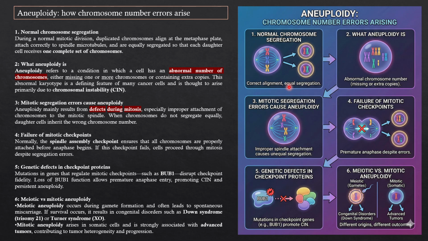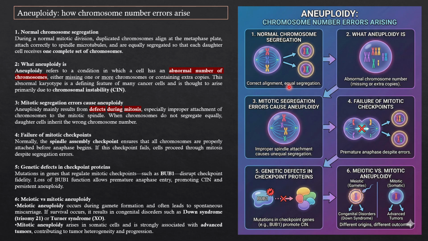This results in mitotic errors and segregation errors, and causes aneuploidy. Aneuploidy mainly results from defects during mitosis, especially improper attachment of the chromosomes to the mitotic spindle, when the chromosomes do not segregate equally and the daughter cells inherit the wrong chromosome number. Normally, the spindle assembly checkpoint ensures that all the chromosomes are properly attached before anaphase begins, and if this checkpoint fails, the cells proceed through mitosis despite the segregation errors.